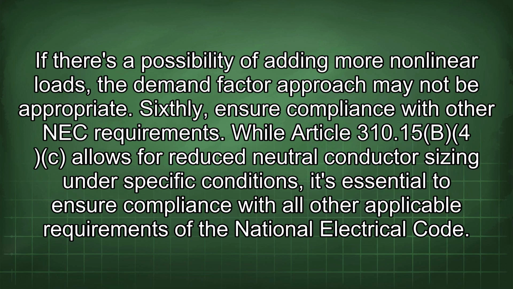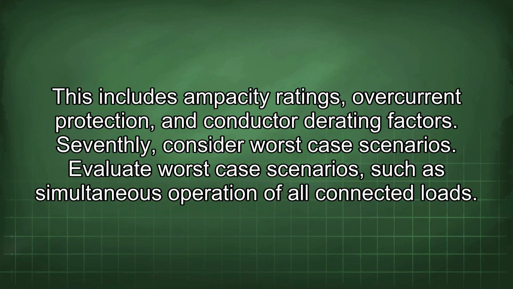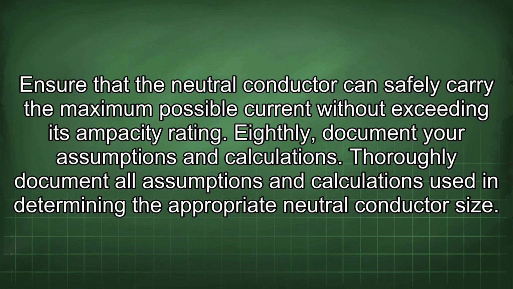While Article 310.15(B) allows for reduced neutral conductor sizing under specific conditions, it's essential to ensure compliance with all other applicable requirements of the National Electrical Code. This includes ampacity ratings, overcurrent protection, and conductor derating factors. Seventhly, consider worst-case scenarios. Evaluate worst-case scenarios, such as simultaneous operation of all connected loads. Ensure that the neutral conductor can safely carry the maximum possible current without exceeding its ampacity rating.